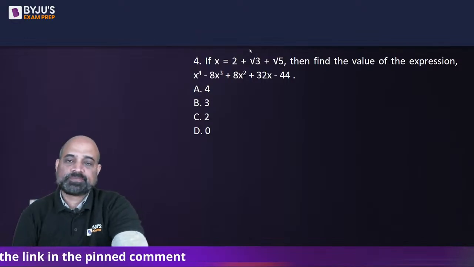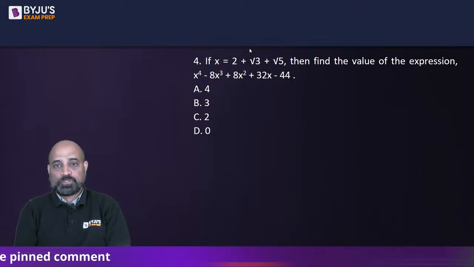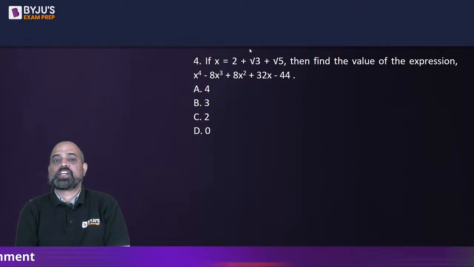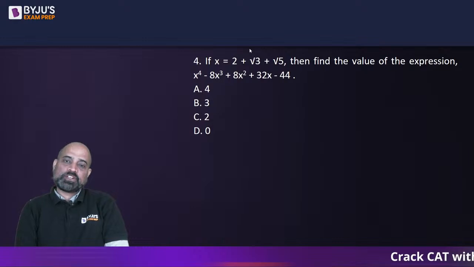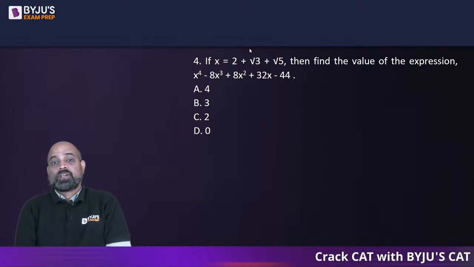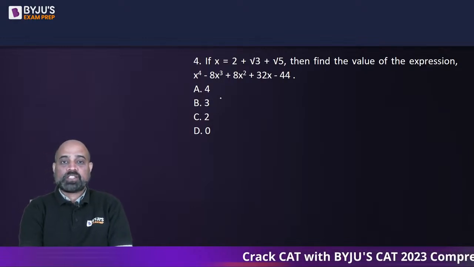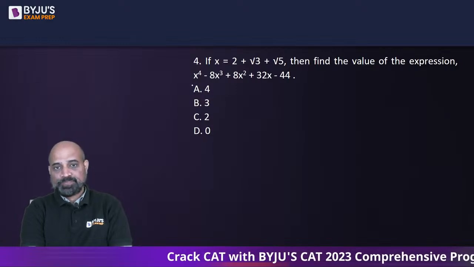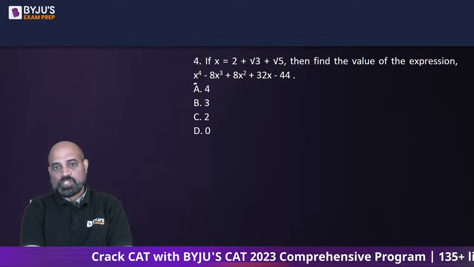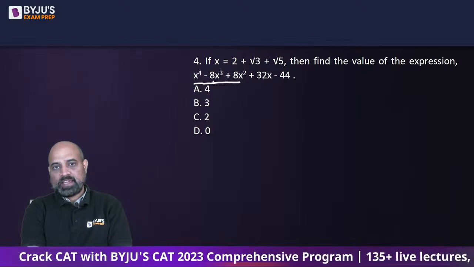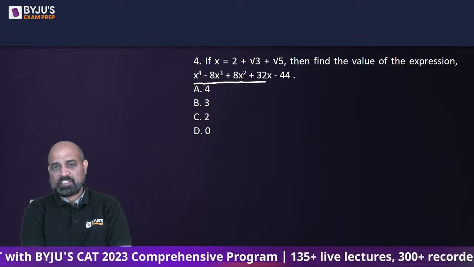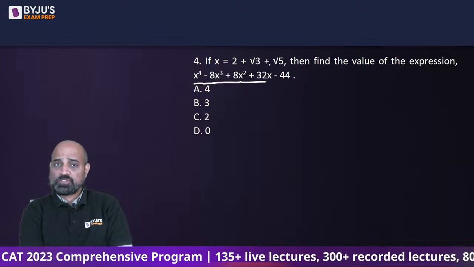Next question. If x is equal to 2 plus root 3 plus root 5, then find the value of the expression x to the power 4 minus 8x cube plus 8x square plus 32x minus 44. Okay, so there is a slight trick here as to what shall I do to get 8, 8, maybe 32, and I need to have x to the power 4.